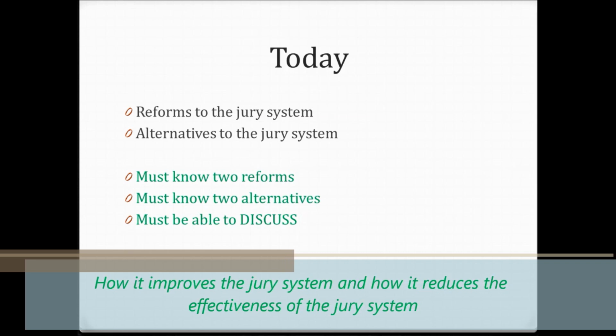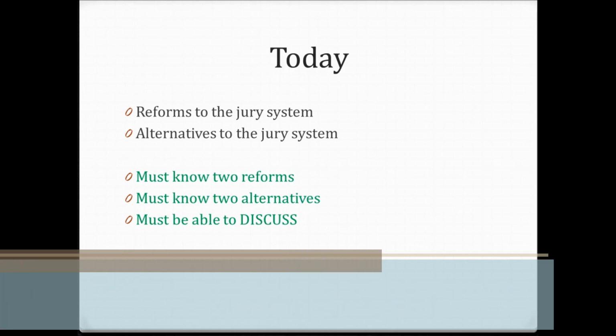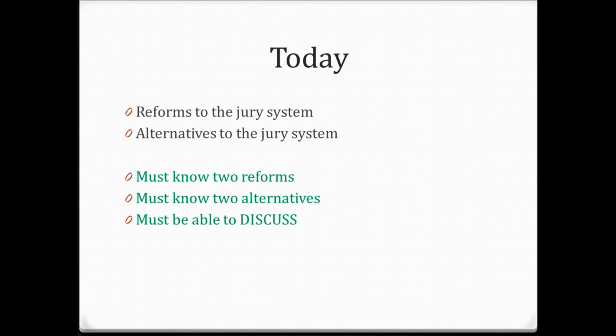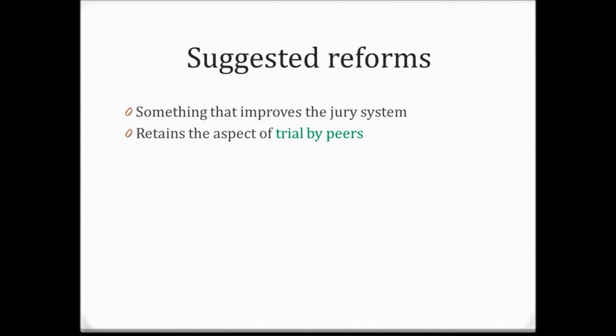So discuss is always both sides, so you must have both sides to the reforms or the alternatives. Okay, so in terms of suggested reforms, we're really looking at things that improve the jury system. So something that still retains the aspect of trial by peers, though. So something that looks to improve the jury system, but it still features randomly selected jurors that represent a cross-section of the community.